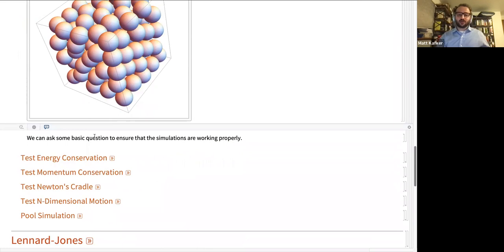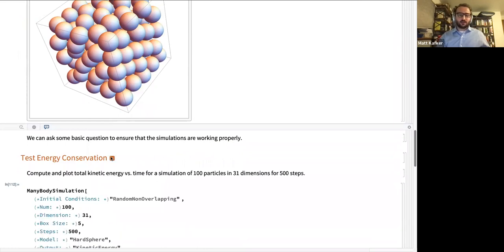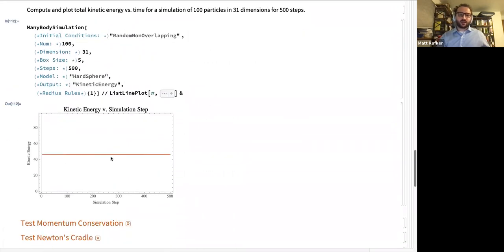Okay, do they work? This is a really good question, so let's address this. This is completely unnecessary, but this is run in 31 spatial dimensions just because nobody can tell me not to. We simulate 100 particles in a box. We plot the kinetic energy over time.